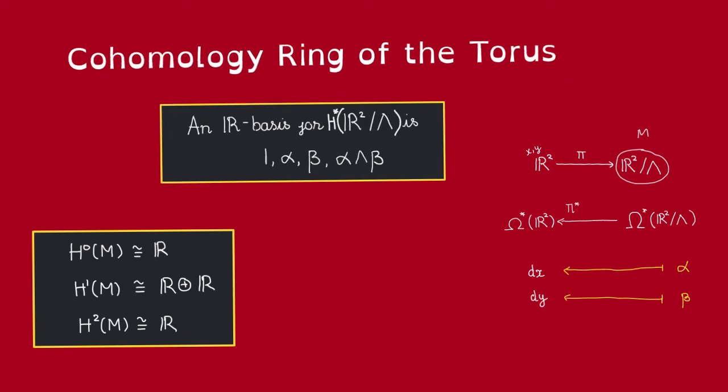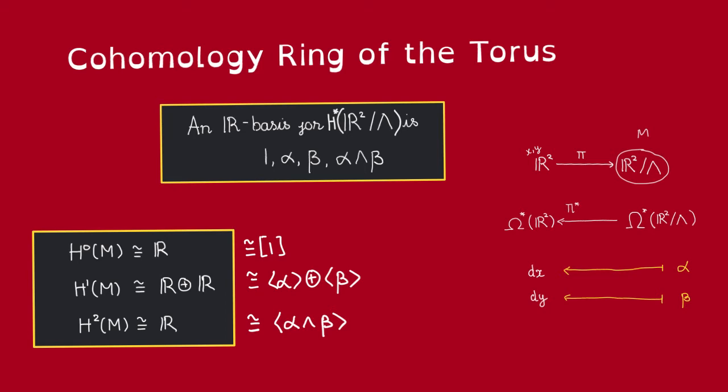Now our claim is that if we view the cohomology ring of the torus as a vector space, then an R basis for that is just given by 1, alpha, beta, and alpha wedge beta. More precisely, 1 is going to generate H0, right? And alpha and beta are going to generate H1, and finally H2 is going to be generated by alpha wedge beta.